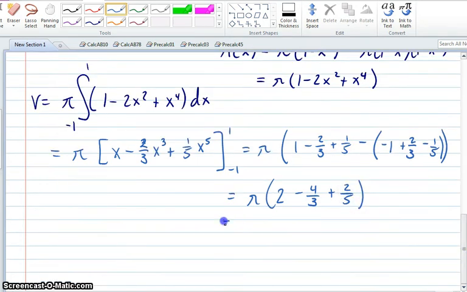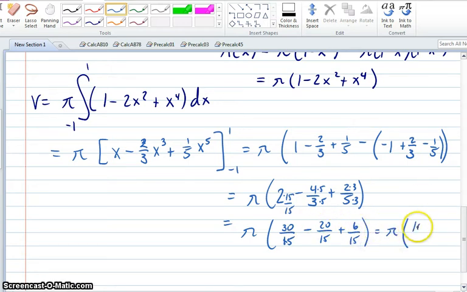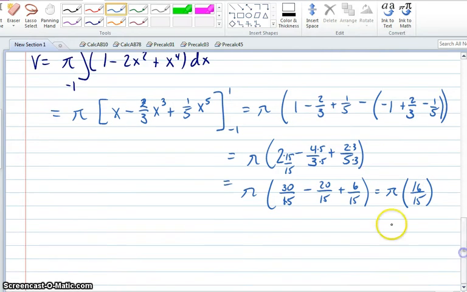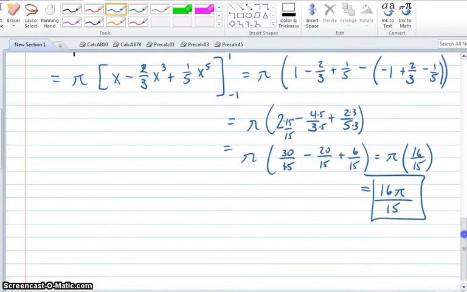Now we just need a common denominator, so let's multiply to get 15. Multiplying by 15 over 15, 5 over 5, and 3 over 3, we have 30 over 15 minus 20 over 15 plus 6 over 15. When you add those up, you get pi times 16 over 15, which means our final answer for the volume is 16 pi over 15, and we've now found the volume of that goofy football shape.